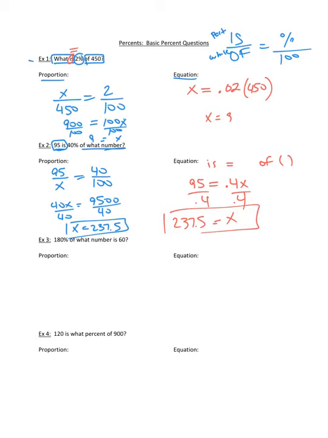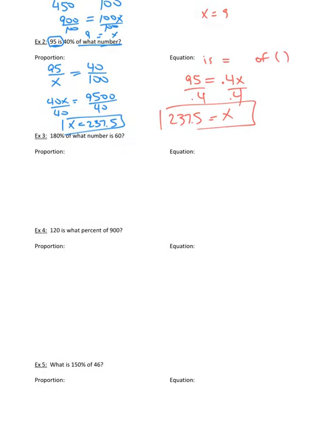Okay, we'll do another one. 180% of what number is 60? So I'm going to do a proportion. I want you guys to practice doing both. That's why your worksheet is set up this way. 180% is the percentage. That's out of 100. Notice that the 180 is bigger than 100. So it's like getting extra credit. It's like you got more than 100%. Of what number is 60?